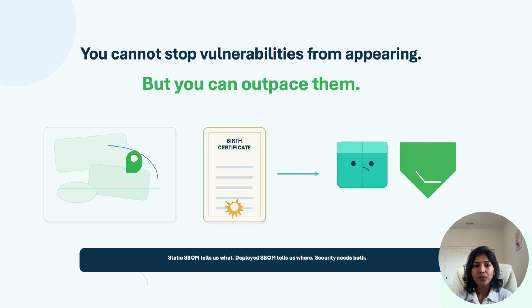Now, I would like to leave you with some closing thoughts. Static SBOMs tell us what was born. Deployed SBOMs tell us where it lives right now. The security organization needs both. They go hand in hand. In the age of AI, the vulnerability window keeps shrinking and shrinking. Security organizations that can sense, react, and act across what is actually deployed defend better and faster. Knowing what you ship is good, but knowing where it lives is how you defend it.